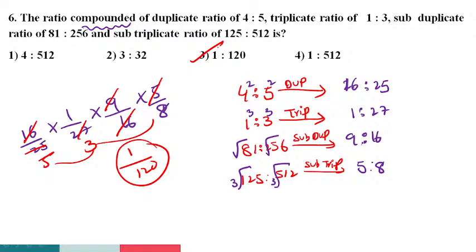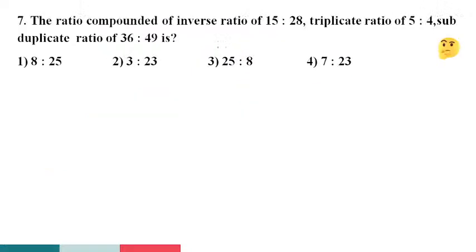Any doubts regarding this problem, guys? Right. And move on to next one. The ratio compounded of inverse ratio of 15 is to 28, triplicate ratio of 5 is to 4, subduplicate ratio of 36 is to 49 is.